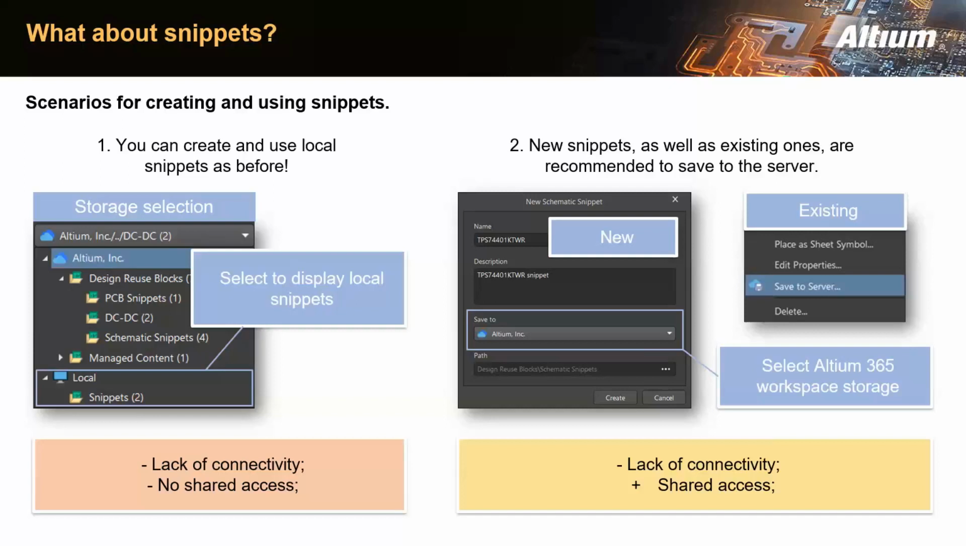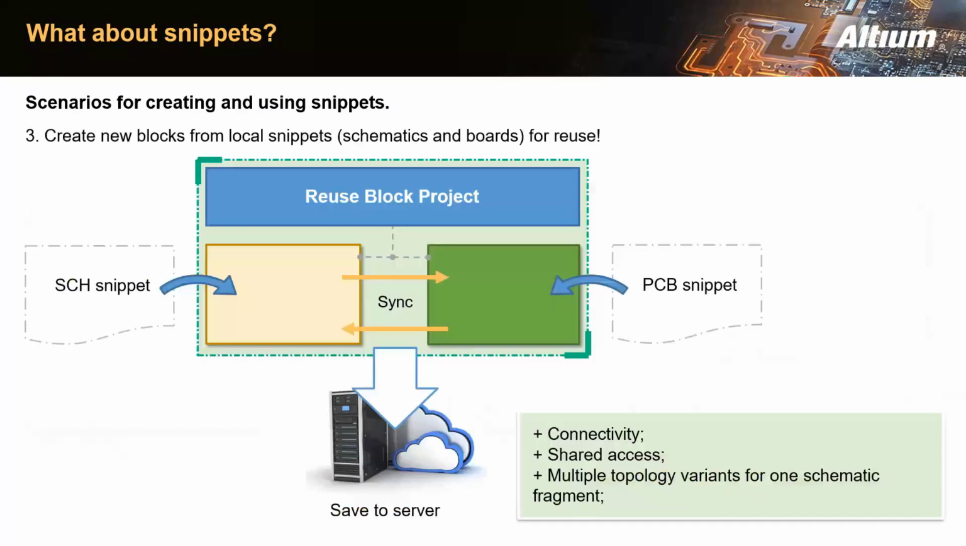From the storage selection, from the pull down menu in the reuse block panel, point to the location of the snippets. From here, you can point to where your snippets are located in the machine, and you can start using those. With the design reuse panel, you can push your snippets to an alternative workspace. They can be used by your entire team. And if you have snippets for both schematics and PCB, you can now sync those together and save them to the workspace, effectively creating the design reuse block that is ready to be approved or reused.